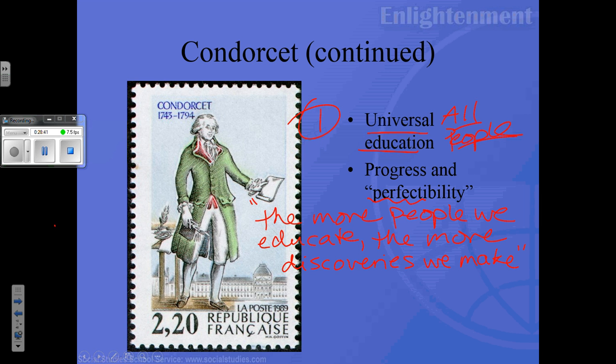Now, how many inventions do you think we can come up with? Lots, right? And that's what he means, because the more inventions we have, the more perfect life is. What are some inventions that have made life more perfect? The light bulb, electricity. The toilet has made life more perfect. Absolutely. I don't want to go to the outhouse.